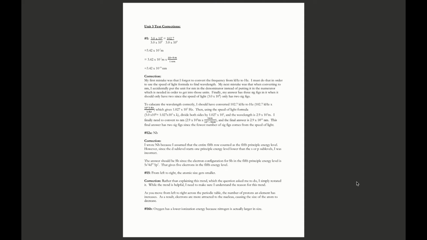For number 15, a lot of people just said going from left to right, the atomic size gets smaller. And I didn't give credit for that because I know it does. Because I told you by telling you that, which element?